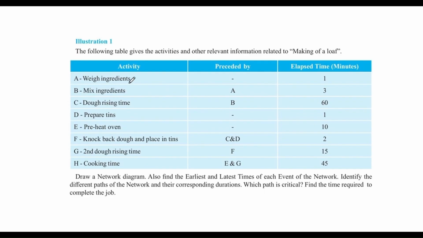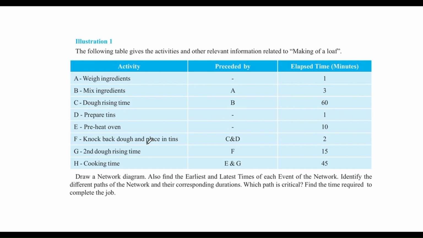A. Weigh ingredients. B. Mix ingredients. C. Dough rising time. D. Prepare tins. E. Preheat oven. F. Knock back dough and place in tins. G. Second dough rising time. H. Cooking time. So each activity has a predecessor and a duration. The predecessor tells us which activity must be completed before the next activity can start.